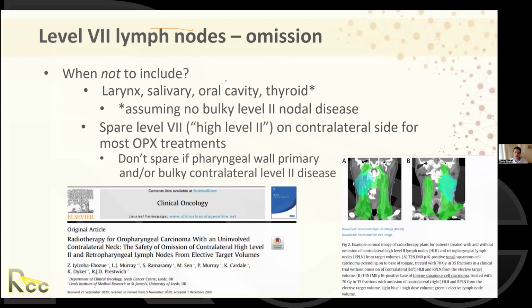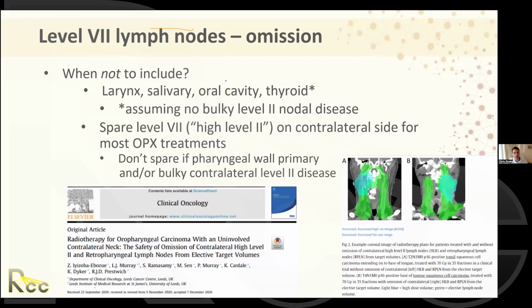Okay, it can be almost as important to purposefully not contour these for the appropriate cases as to include. So when would you not include these? Well, typically for larynx cases, even locally advanced larynx, as long as there's not bulky level 2 disease, we don't typically cover this high up into the skull base. Oral cavity, similarly, without bulky level 2, does not tend to go up there, and thyroid would be very unlikely to spread to level 7.